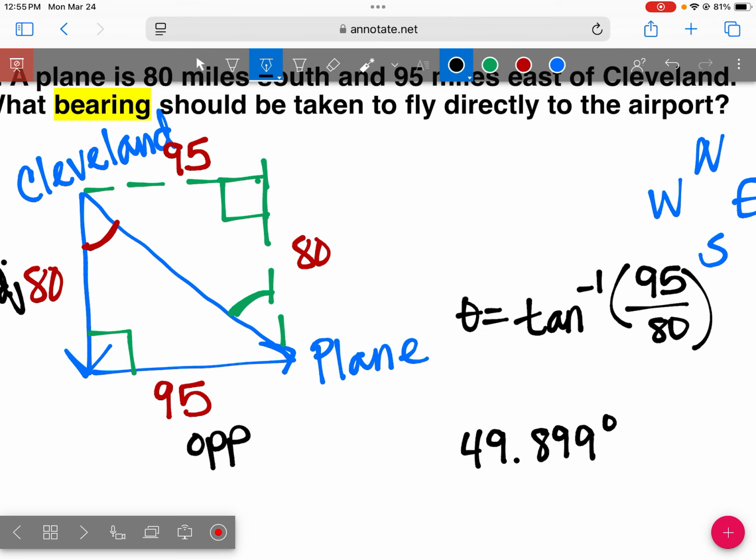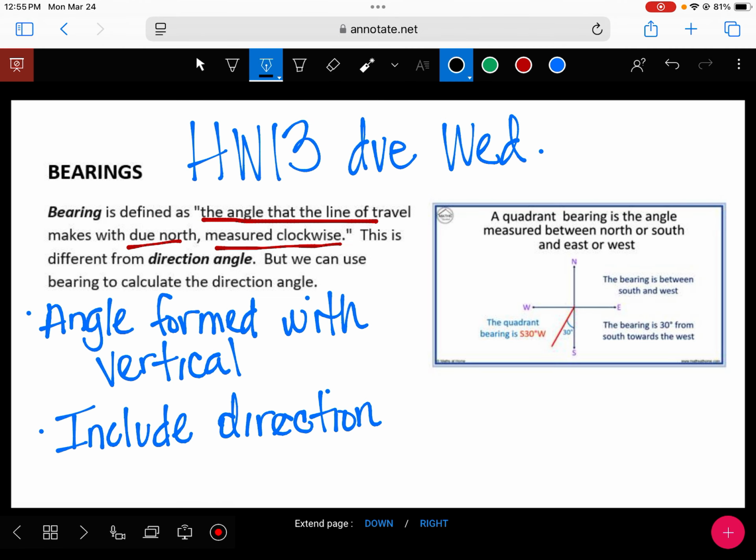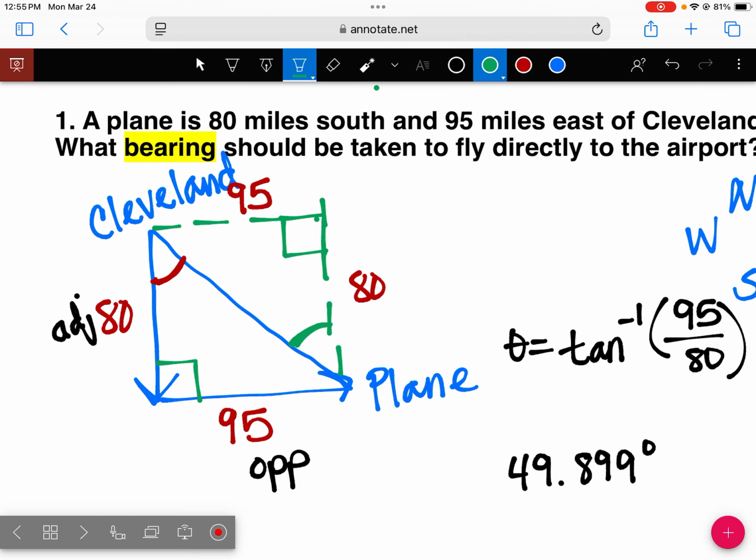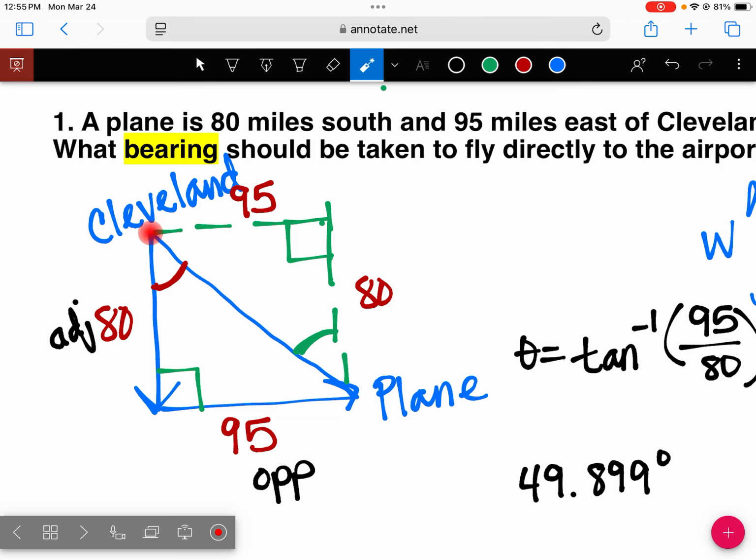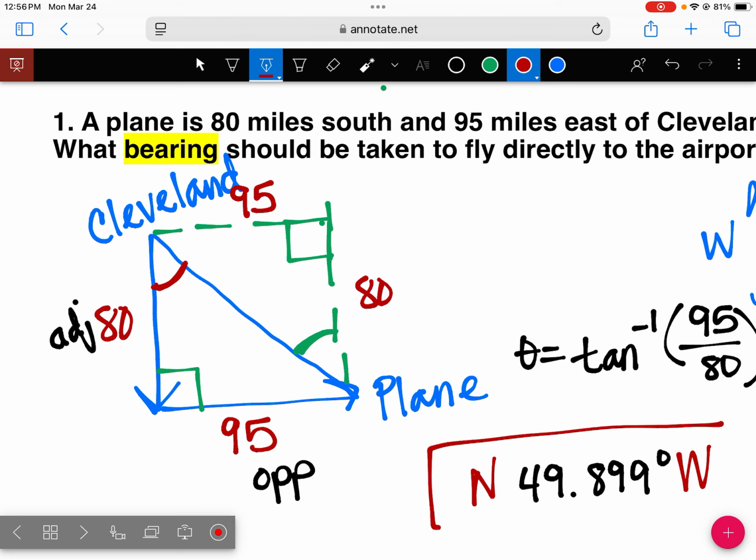All right. So the thing about a bearing, going back to our definition, is that it has to include direction. So if I'm going back to the airport, keep in mind that originally we went south and east. But if I'm going back, what direction do you think I'm going to go? North, west, right? That's why we put our north, south always goes here, and east, west goes on the right. This is the correct way to write a bearing. You have to include directions.